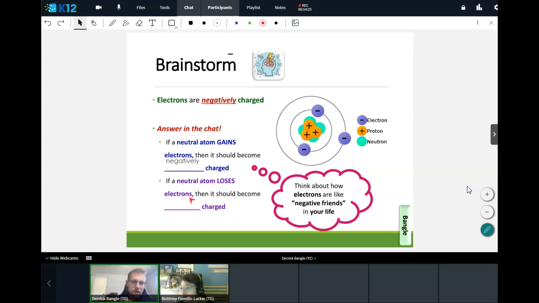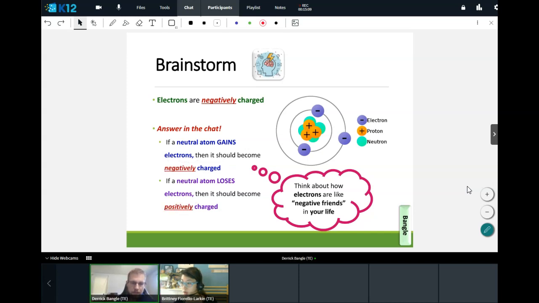Now, if a neutral atom loses electrons, you're eliminating the negative people out of your life. Do you become more positive or negative? Exactly. You're going to become more positive, so more positively charged. This is the main concept that we are going to be working with this entire lesson. If you understand this completely, then you should be fine for the rest of the lesson. There's going to be a little more vocab, but this is the main concept behind everything.